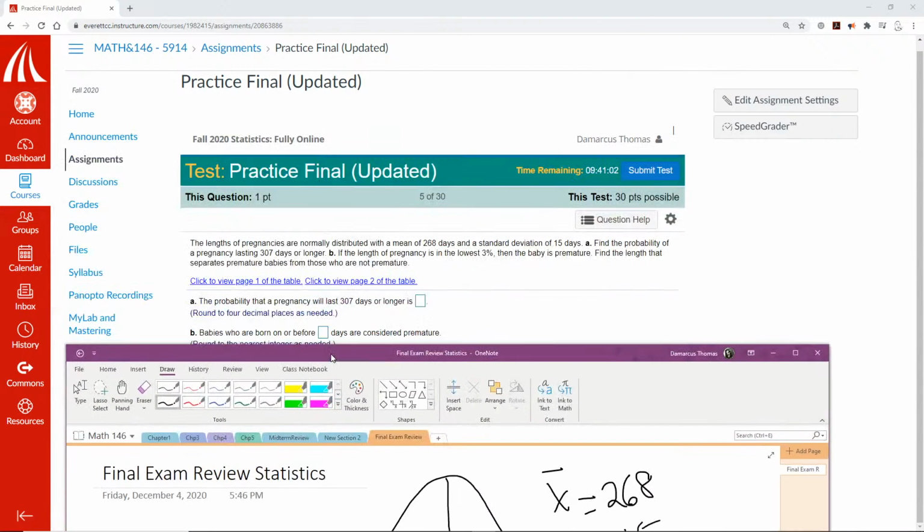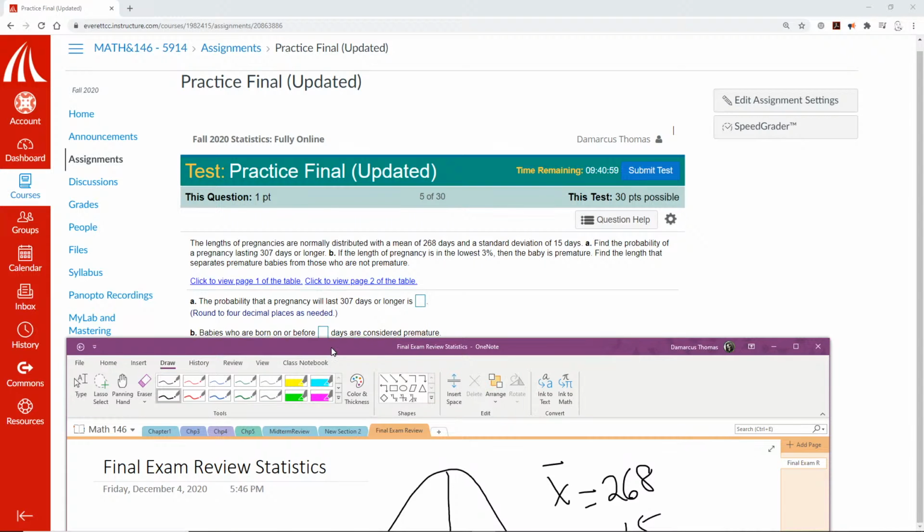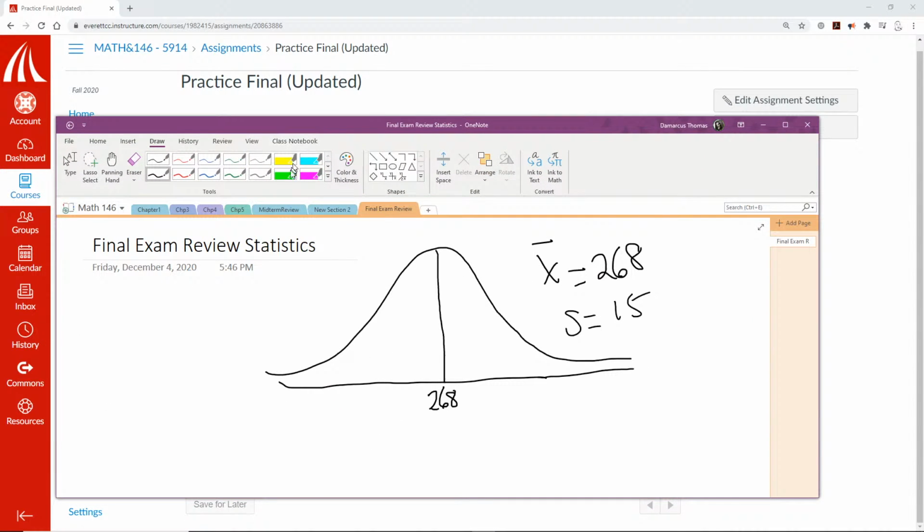Now, find the probability of a pregnancy lasting 307 days or longer. So 307, I'm just going to put a bar down here just so I can have a point of reference. Each bar is a deviation from the mean. So again, 2 bars is already 30 deviations. So that actually would put us at 298. And if I were to subtract 30 from this, that'd put us at 238.